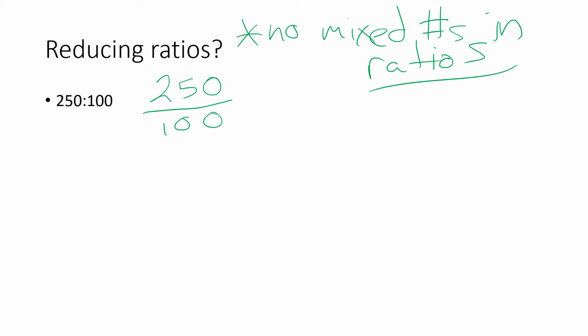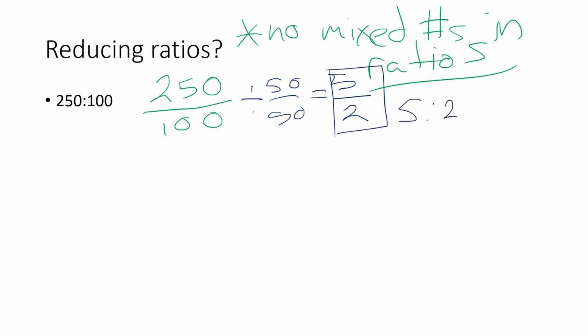But we can reduce this 250 over 100 like we would a regular fraction. So think of a number that goes into both 250 and 100. How about 50? They can both be divided by 50. We'll divide top and bottom by 50, like we would a fraction. 250 divided by 50 should give us 5. 100 divided by 50 should give us 2. So there we go. We have our fraction reduced down to 5 over 2 or 5 to 2. Either one would be an acceptable answer.